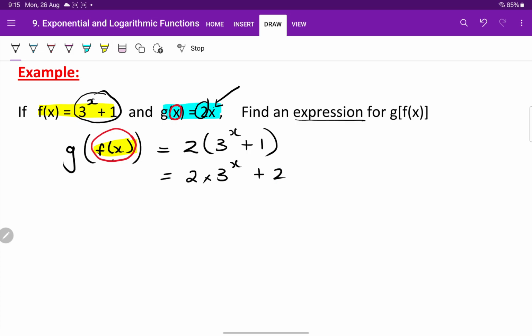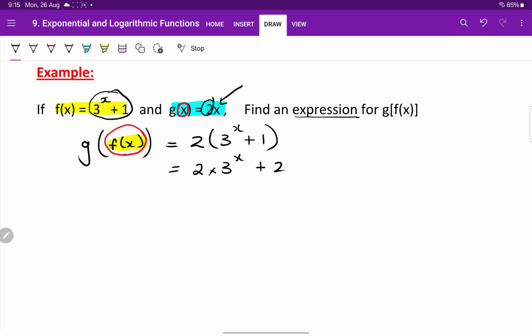And then you could see what that would look like graphically. We're going to do one more. What about if we wanted this one? What about if I wanted f of g of x? Well, this time it's the other way around. This time I'm replacing my g of x, which is 2x, into my function of x. So everywhere I see an x here, I'm going to replace it with 2x. So I've got 3 to the power of 2x plus 1.